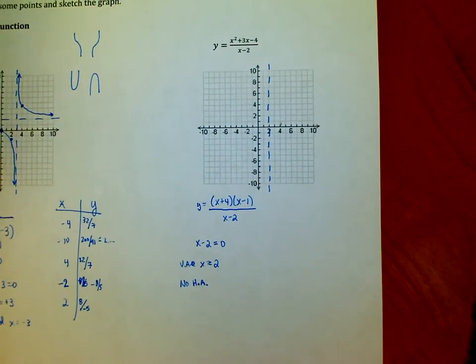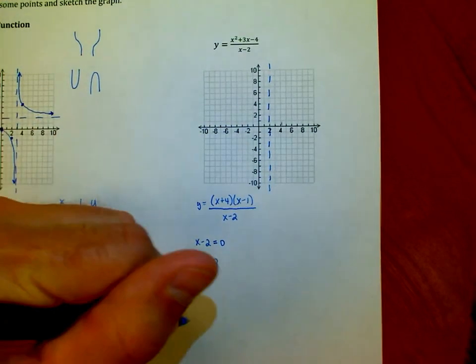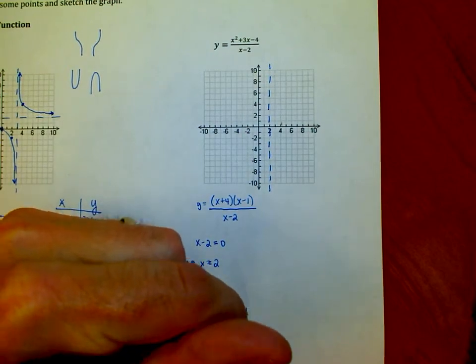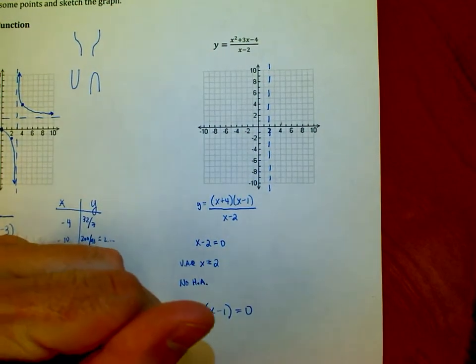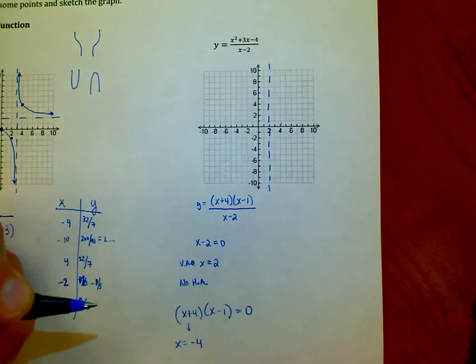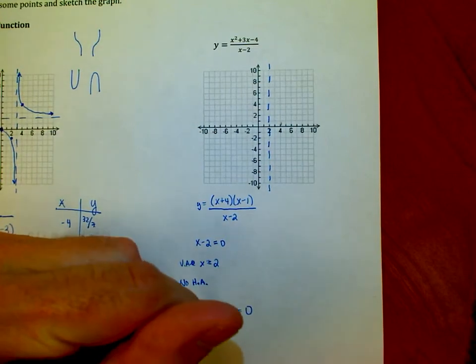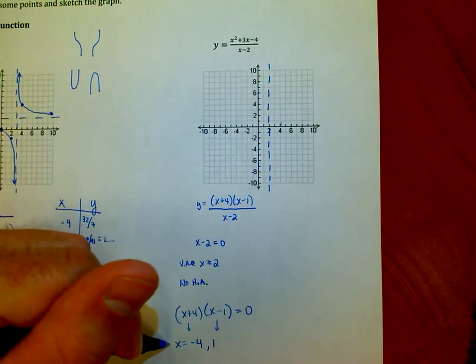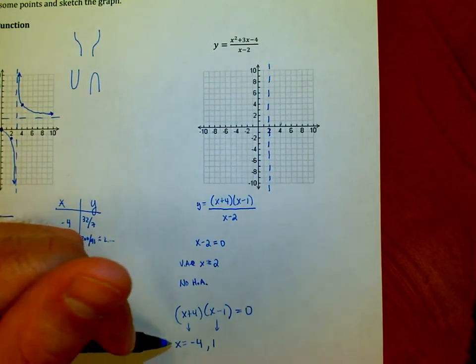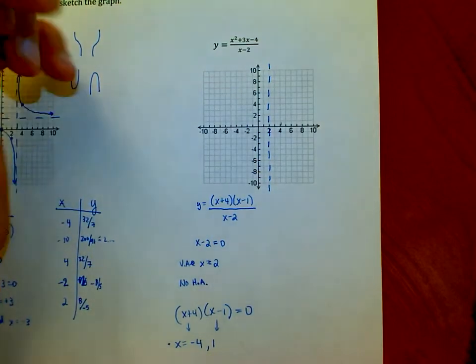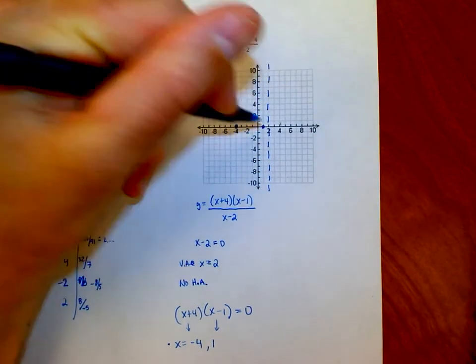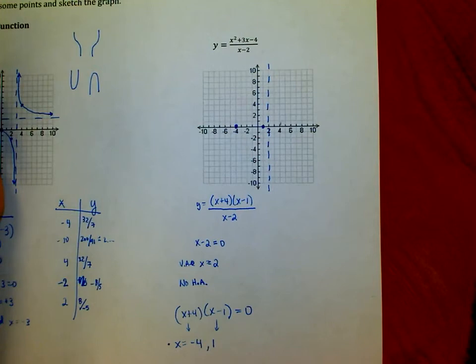But we do know that we can set the numerator equal to 0 and solve for x. So if I have (x plus 4)(x minus 1), there's my numerator, and I set it equal to 0, that means x is equal to negative 4 from this one, or positive 1 from this one. And so I know that there are two locations where I cross the x-axis, negative 4 and positive 1. So on my graph, I'm just going to put a dot at negative 4 and a dot at positive 1, and I know that those are the only two places it crosses.